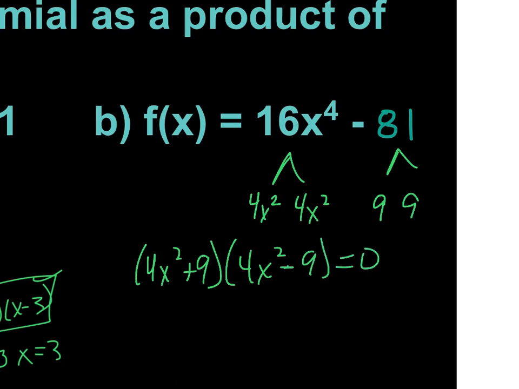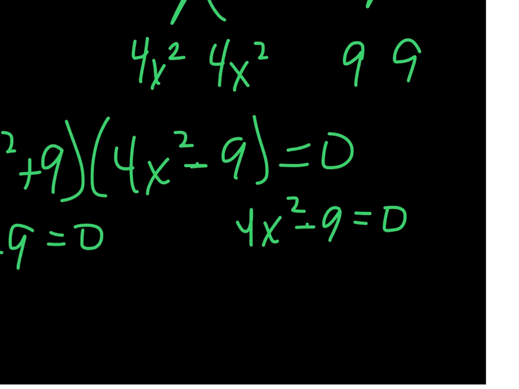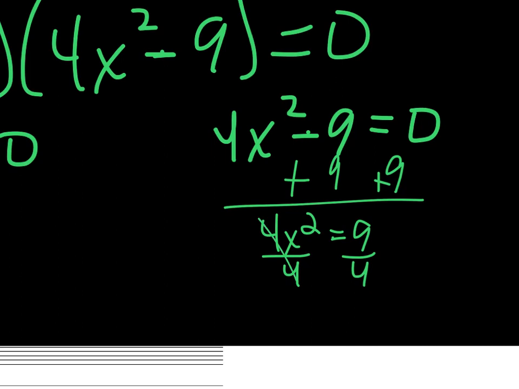If you can factor, go ahead and do it. And then we just solve this. So set each one equal to 0. 4x squared plus 9 equals 0. 4x squared minus 9 equals 0. So I'm going to simplify this. What do I do? Plus 9 on both sides. 4x squared equals 9. Divide both sides by 4, right? Now what? Take the square root.